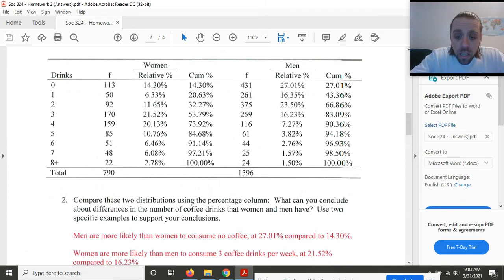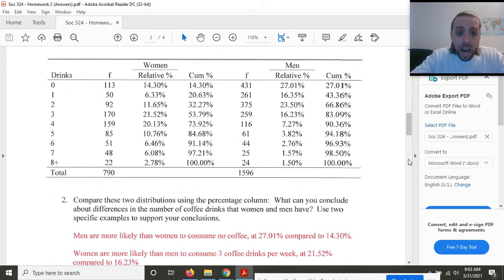So you could have used any category in here, right? 0, 1, 2, 3, 4. You could have used any of these to make your comparisons. But what I was looking for is that you cite exact numbers, you draw them directly out of the table, and you only compare within the same category.